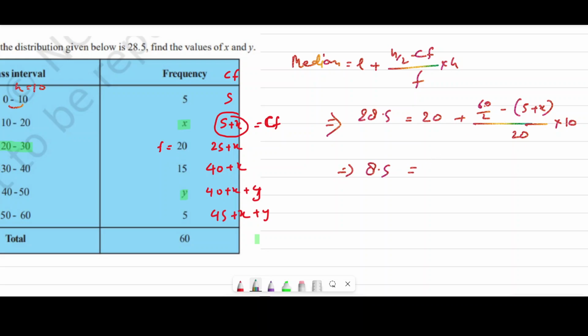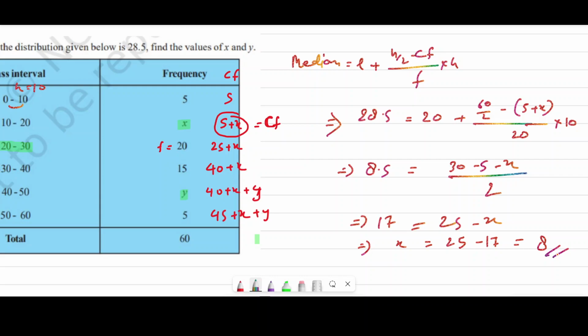That means here we will get 30 minus 5 minus x by 2. Now this will be 8 to the 16 to 5 to 10, that means 17, and this will be 25 minus x. Now x will be 25 minus 17, that will be 8.